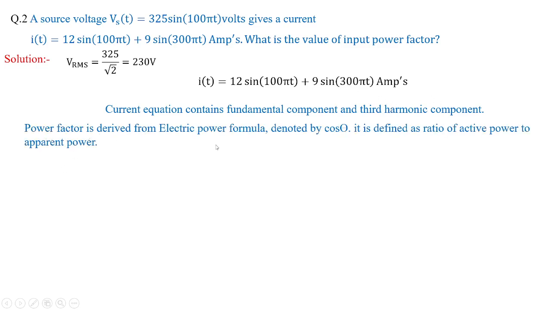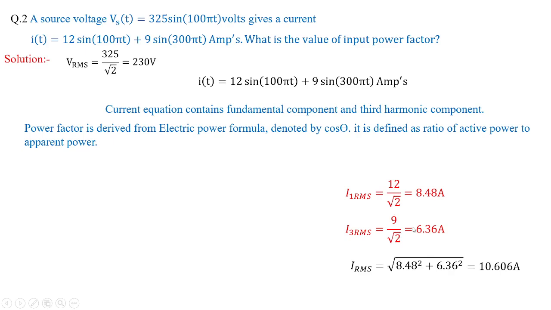Now power factor is derived from electrical power formula. It is denoted by cos theta and it is defined as the ratio of the active power to the apparent power. So for that I have to calculate the RMS value of the current. For the fundamental value, it is given as 12 divided by root 2, which is nothing but 8.48 amperes. Similarly, third harmonic, it is given by 9 by root 2, which is 6.36 amperes. So overall RMS value is obtained to be under root of this I1 RMS value and I3 RMS value squares, square root.